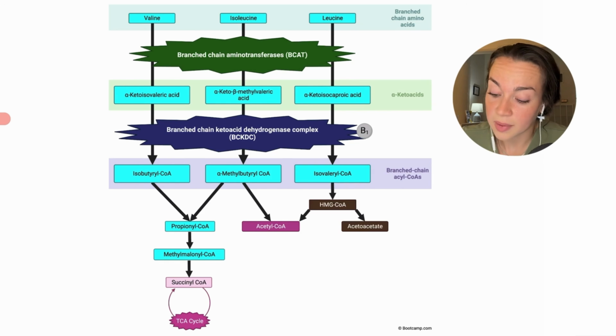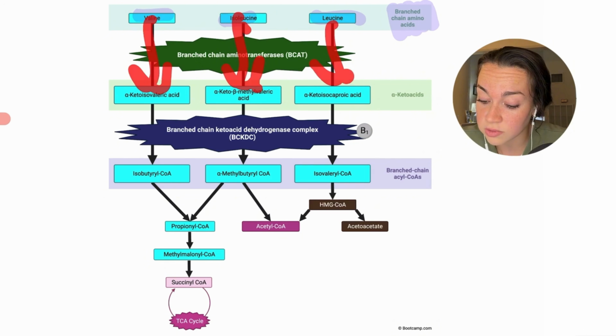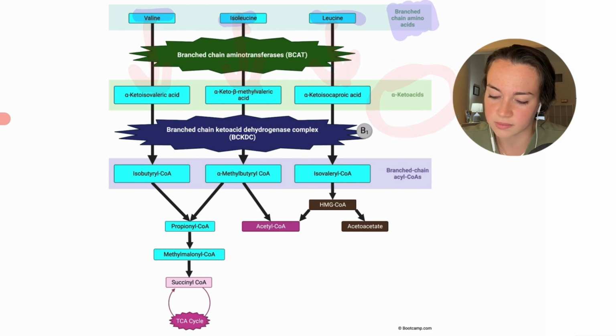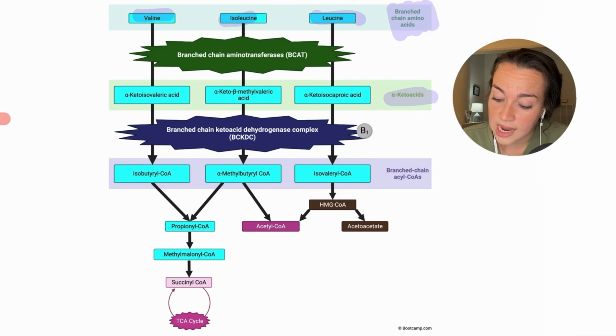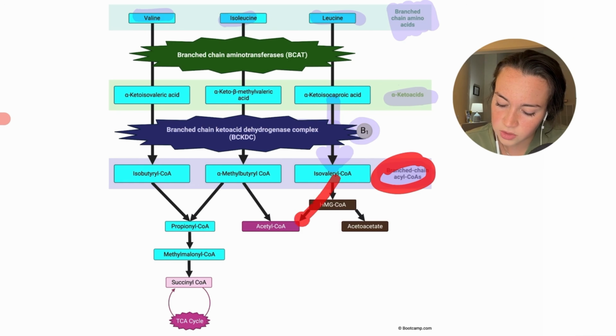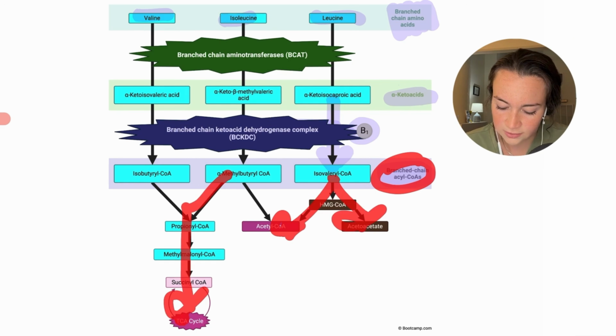So here's our metabolic pathway of these branched chain amino acids. We had valine, isoleucine, and leucine that were eventually metabolized into their respective alpha keto acid forms. Those alpha keto acid forms were then metabolized again into their branched chain acyl-CoA forms via this enzymatic complex here, the branched chain ketoacid dehydrogenase complex, requiring vitamin B1 as a cofactor. And those branched chain acyl-CoAs could go down and play in all of these different metabolic pathways.